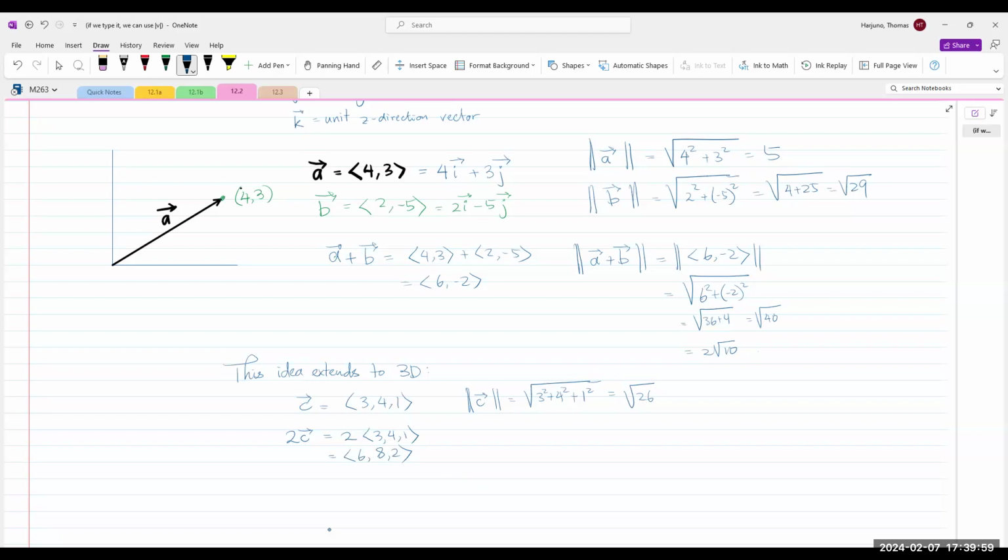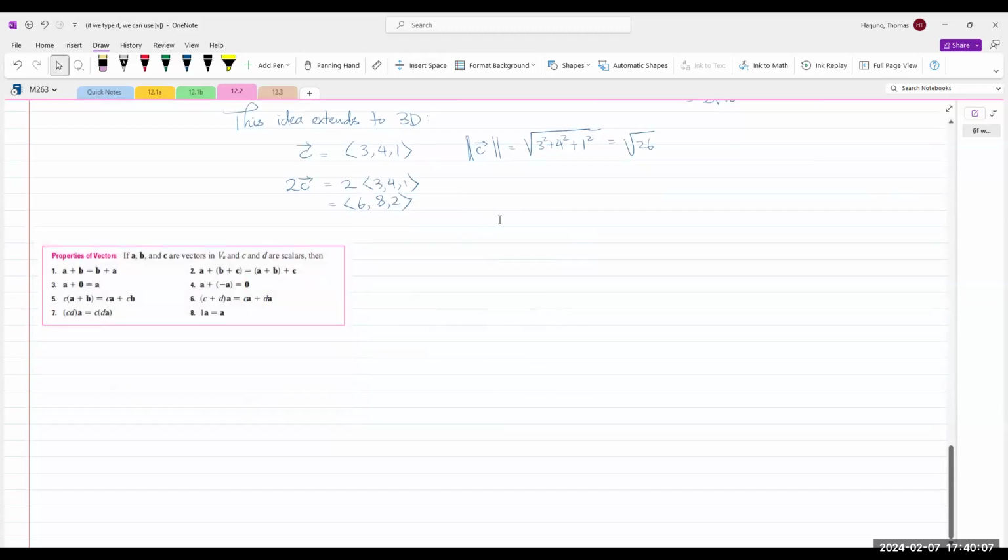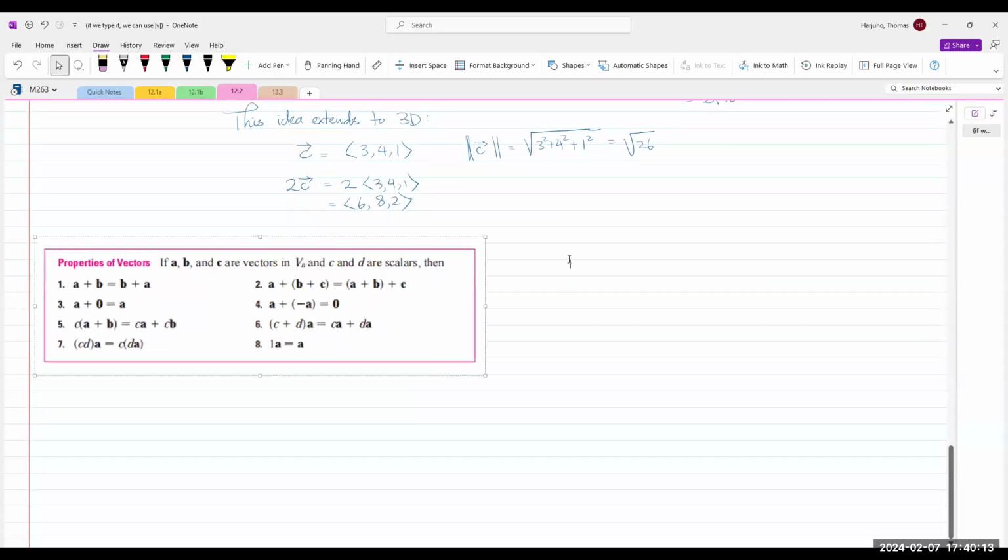Now, with this said, in our textbook, there are properties for vectors, which I already copy-pasted here. I don't know which page you can see this on, but we have the first property, that the summation of 2 vectors is commutative. Okay, a plus b equals b plus a. Okay, property number 2, actually the vectors also have that associative property.